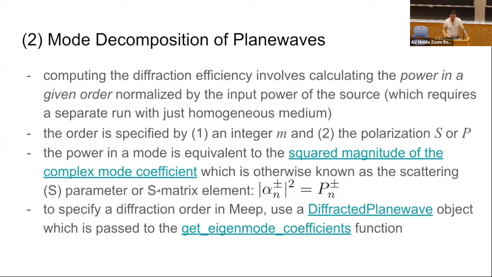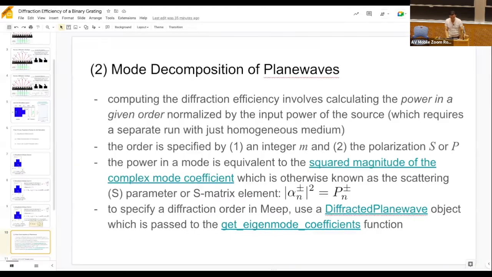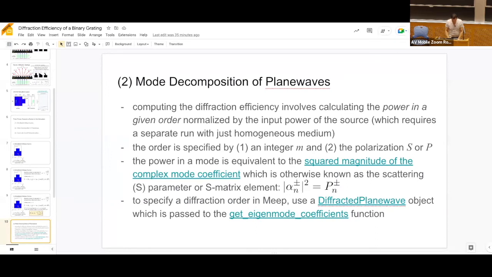Now here's the important part. For these kinds of calculations, we're interested in plane waves, right? So we're propagating in air or in our substrate. And Meep has a built-in feature known as a diffracted plane wave object that we recently added, which is described in some detail in this page from the user manual. This is an object that you pass to get eigenmode coefficients, which is the actual mode decomposition routine.